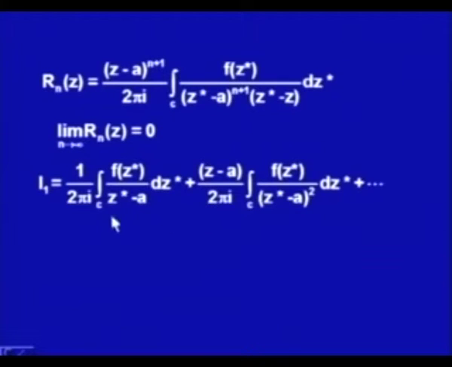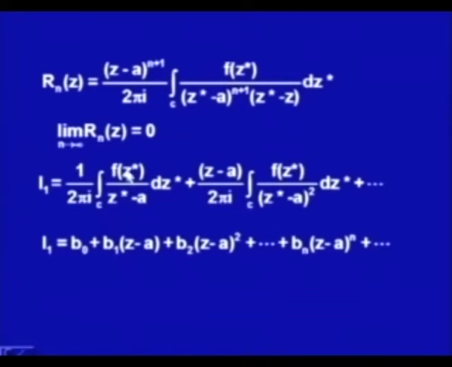So, in this way, we express the first coefficient as B0, and the coefficient of the second term, which multiplies (z − a), as B1, and so on. So, I1 will be B0 plus B1(z − a) plus B2(z − a)², and the nth term being Bn(z − a)^n and so on. So, this is an infinite series, with Rn(z) tending to 0.